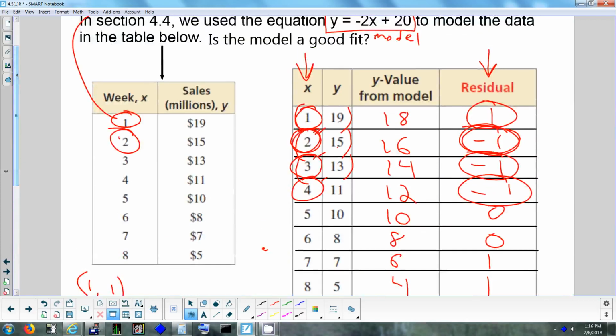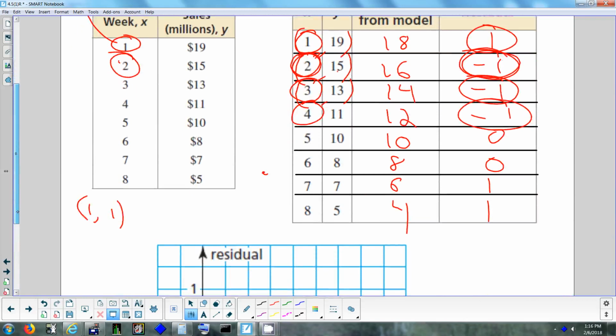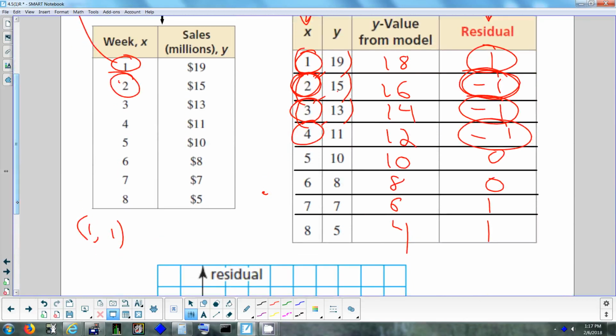Okay? So I know it's kind of a lot of steps to get used to, but once you get used to it, the actual arithmetic is super easy. Just because your chart was set up a little bit differently, I think as I walked around, people looked like they were okay. Just so everybody's on the same page, yours is set up like this, right? Going down: X, Y, Y value from model, and residual.